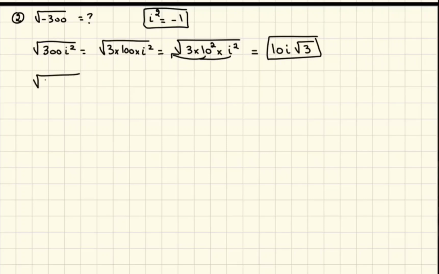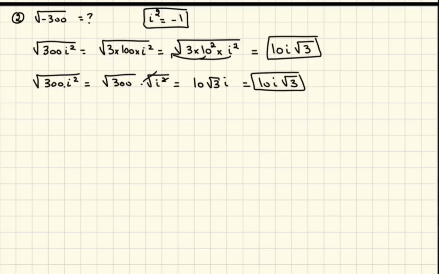If you have a calculator, once you do this step, just take radical of i squared, or if you prefer, because it's multiplication, you can separate. The radical with the square will cancel, we get i, and you do radical of 300 on the calculator, it will be 10 radical 3. So your final answer will be 10 times i and radical 3, which is the same thing.